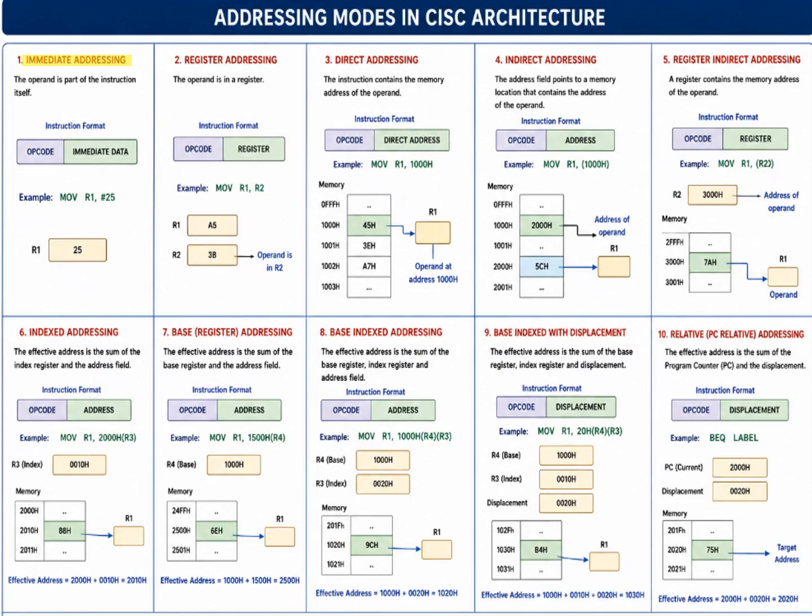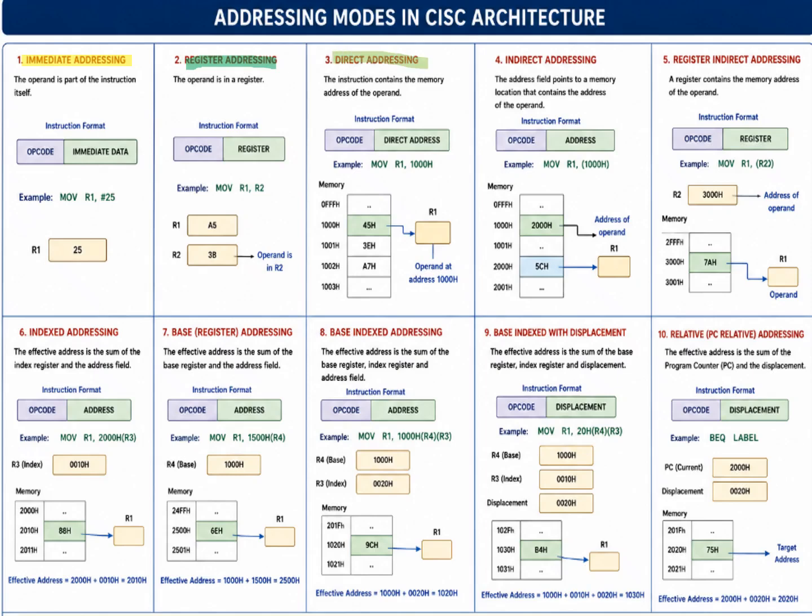The next one is register addressing. In register addressing, the operand is in the register. So which is the operand here? It is in the register. So R1 is A5 and R2 is the data; the operand is in the register R2. Okay. Next one.